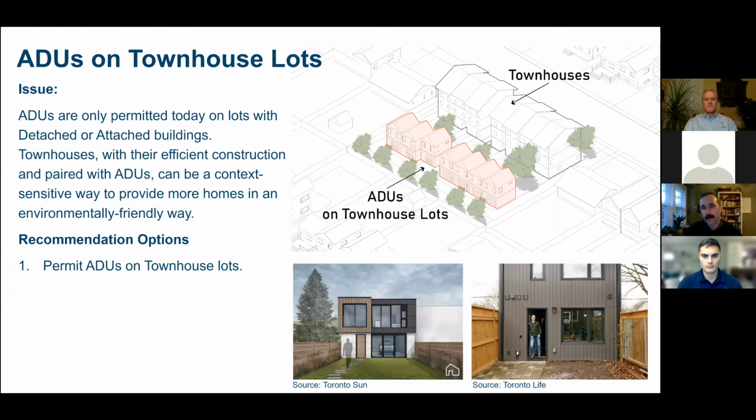So again, if you live in a townhouse, if you own your townhouse, and you've got an elderly or disabled family member who you'd like to live on your property, today you can't do that. So this text change would allow you to build an ADU on your townhouse lot.